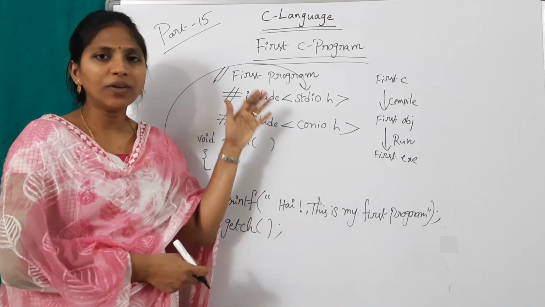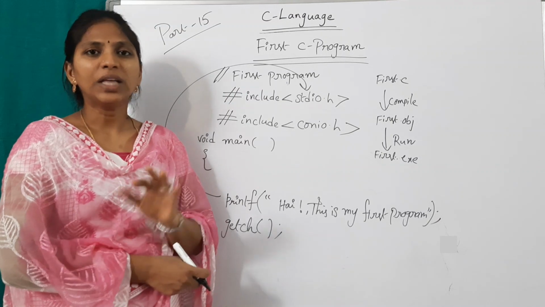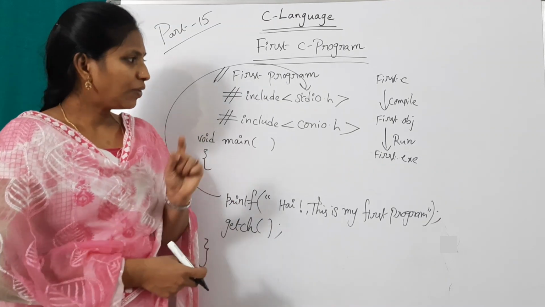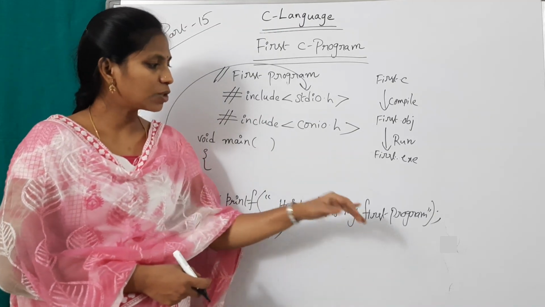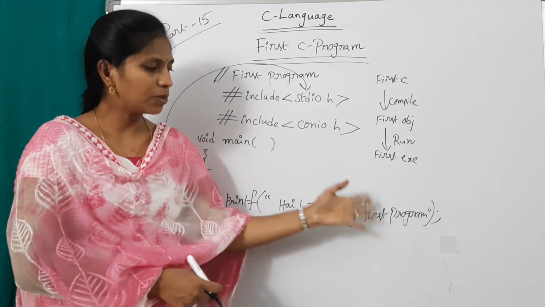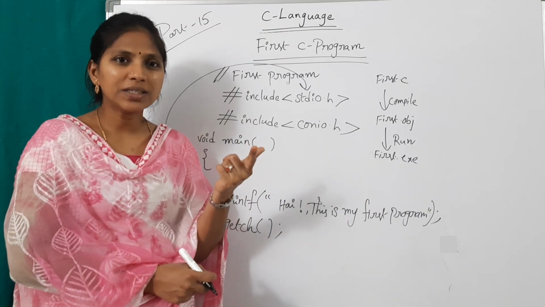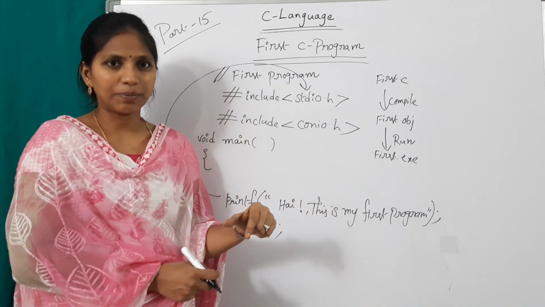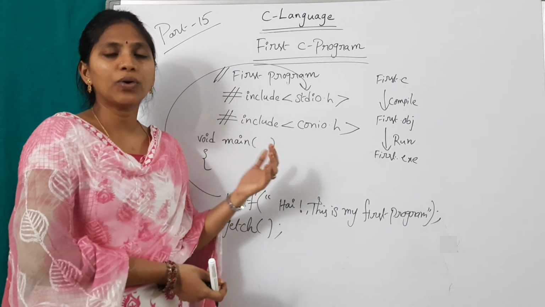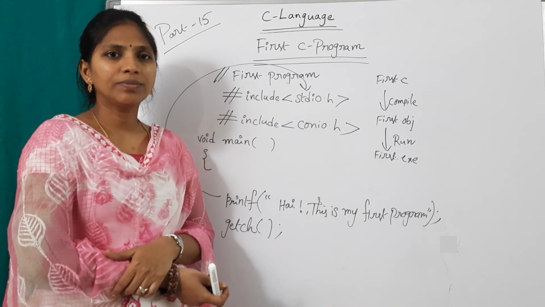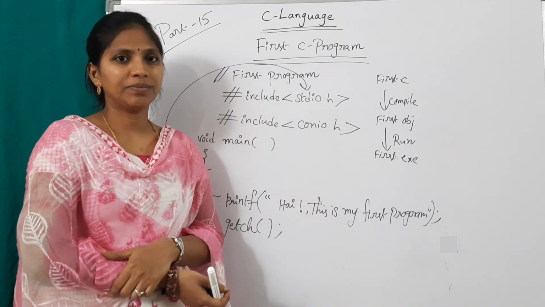For suppose if you modify anything in this program, then you should recompile, then execute. First time I executed this program and I got this message at the result screen: Hi, this is my first C program. Again I executed, it prints another time: Hi, this is my first program. For suppose if I executed this program 5 times, then I will get this 5 times at the output screen.